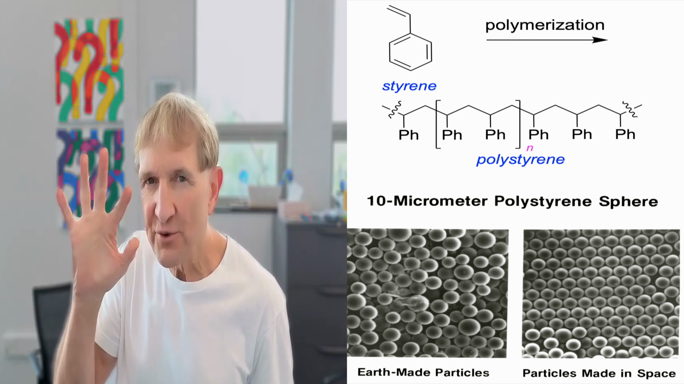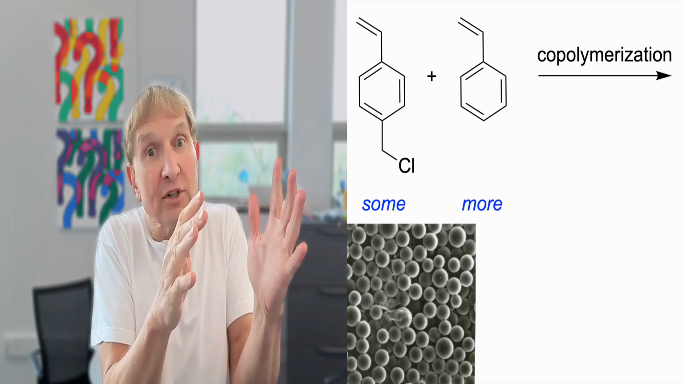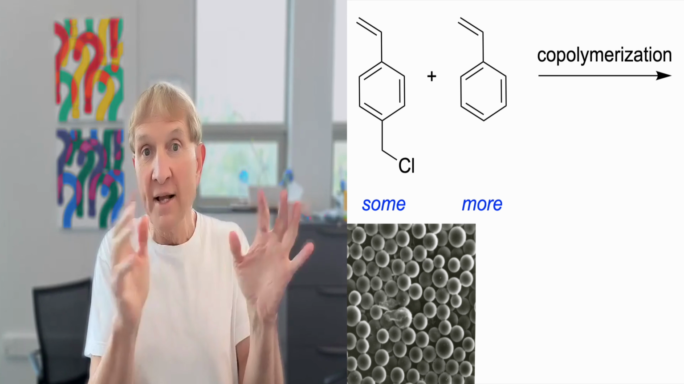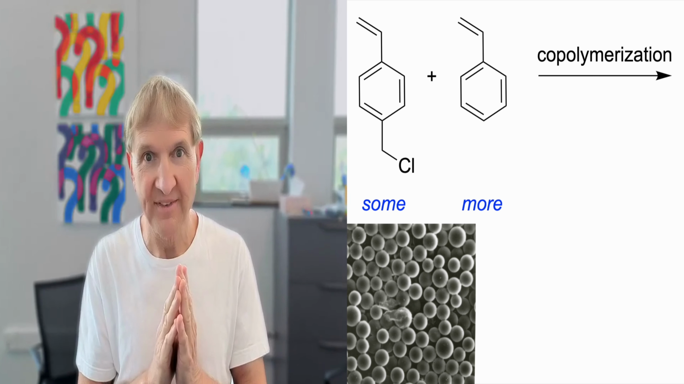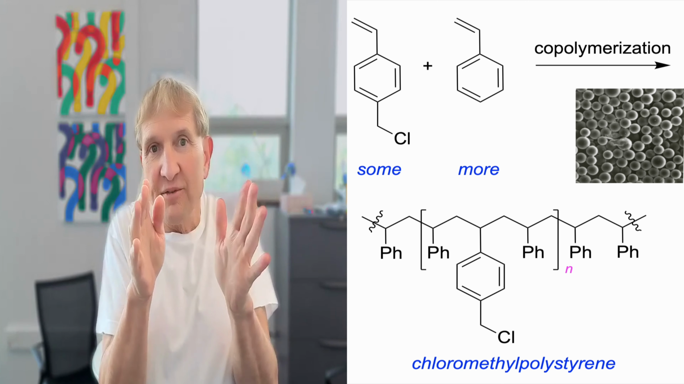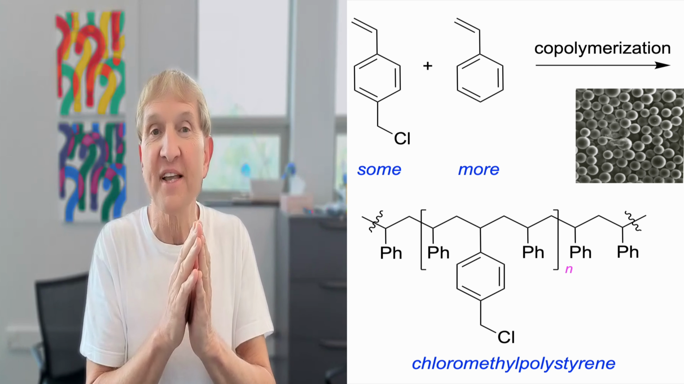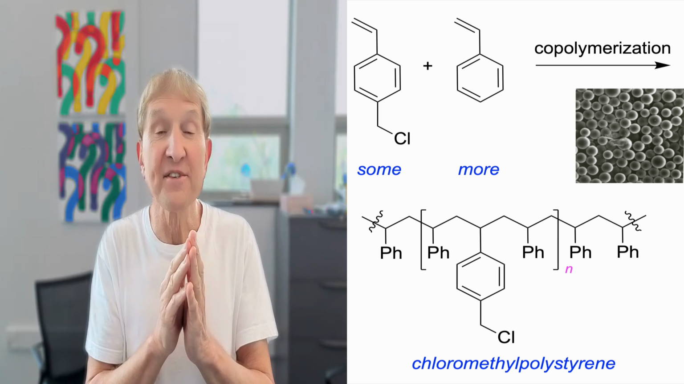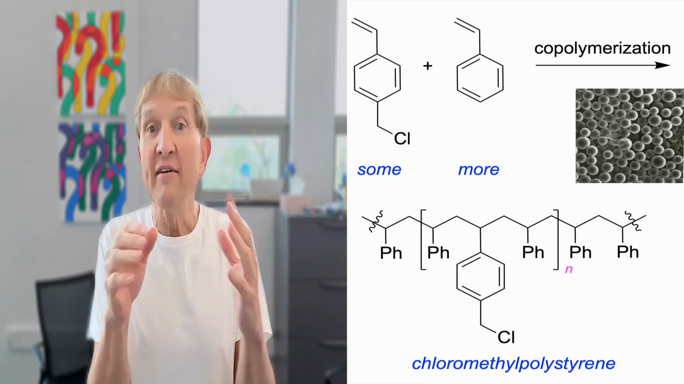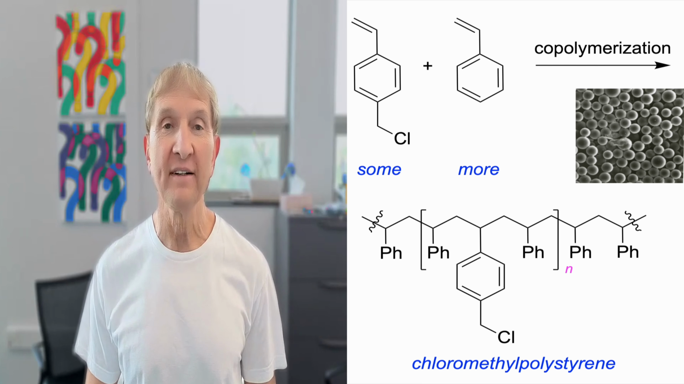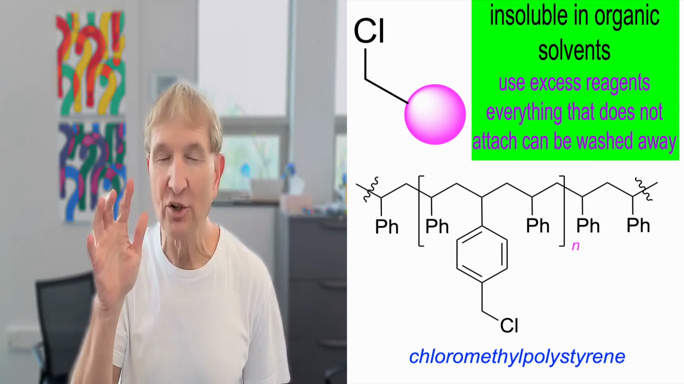So let's use a little trick here. If we put in this chloromethyl derivative of styrene, mix them up, and do a co-polymerization, then every so often a chloromethyl is introduced in the chain, and that gives us a handle to do something with. So now we have functionalized polystyrene, doesn't dissolve in solvents, and it's got that useful benzylic chloride.